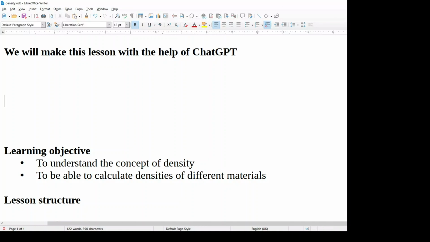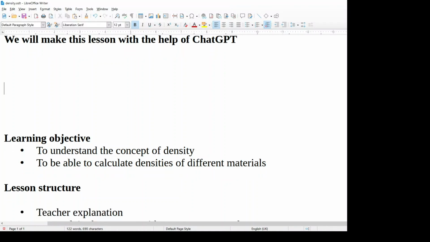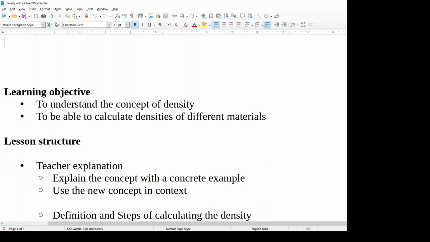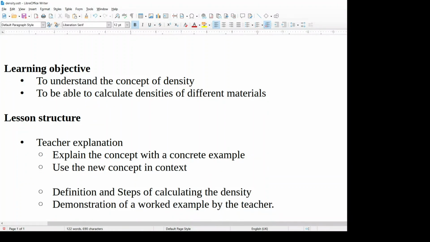Then we will develop a rough structure for the lesson. This is how teachers usually teach this kind of thing. First, the teacher will give an explanation. They will explain the concept with a concrete example. Because if they just give the equation and do some mathematics, the students will not be able to understand. But if we explain with a concrete example and use the new concept in context, the students will be able to relate to it better.